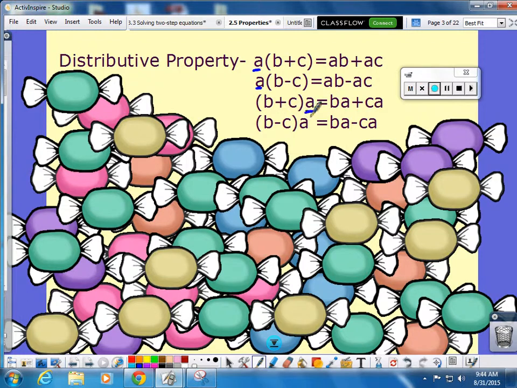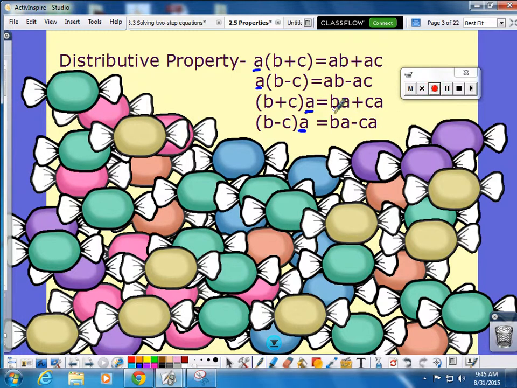Over here, my multiplied number's on the right. And it didn't matter where it was. There's always going to be either a sum or a difference in parentheses. And all we do is take that number on the outside and multiply it by whatever's on the inside. A times B, A times C. B times A, C times A.